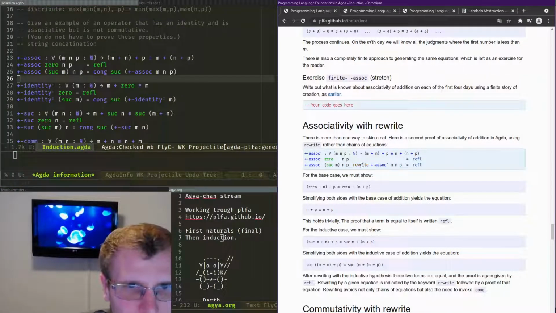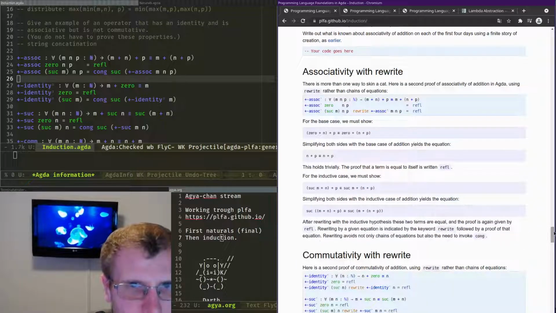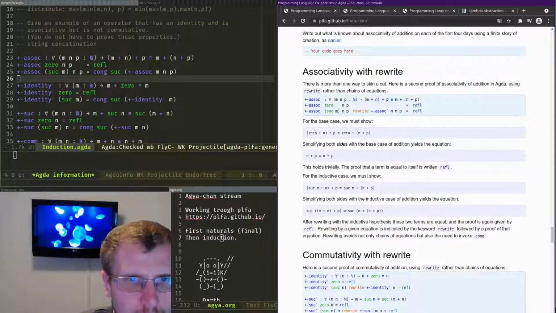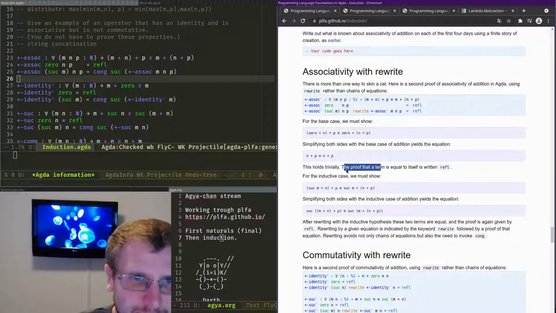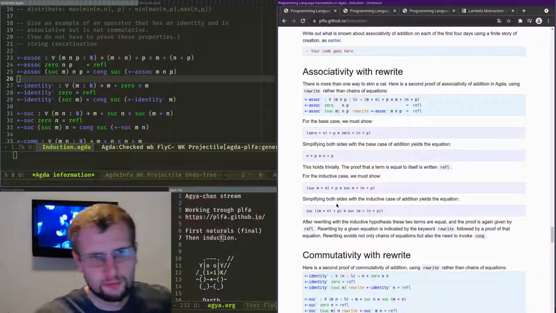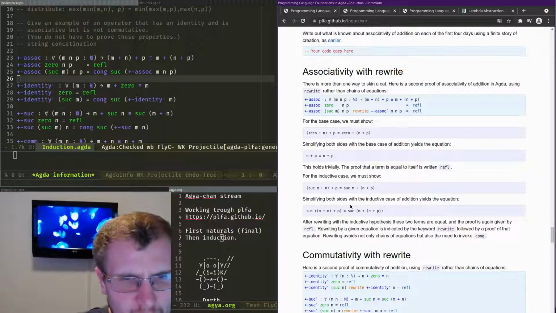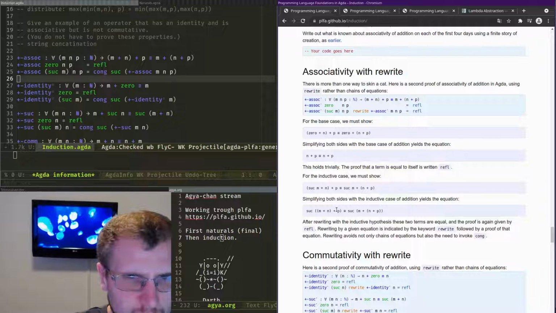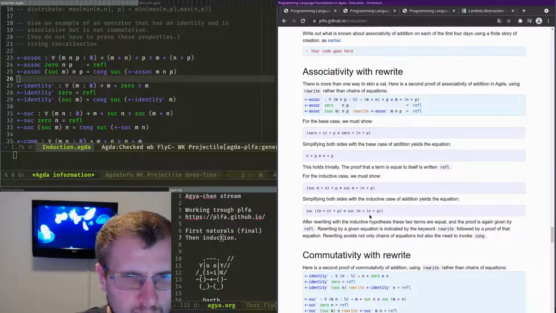But I'm quite curious about the rewriting. For the basic case, we just show, simplifying both sides. Thanks for saying it's trivial. The proof that a term is equal to itself is written as refl. For the inductive case, we must show that suc m plus n plus p equals suc m plus n plus p. Simplifying both sides with the inductive case of addition yields the equation suc m plus n plus p. So it's the other way around. After rewriting with the inductive hypothesis, the two terms are equal.